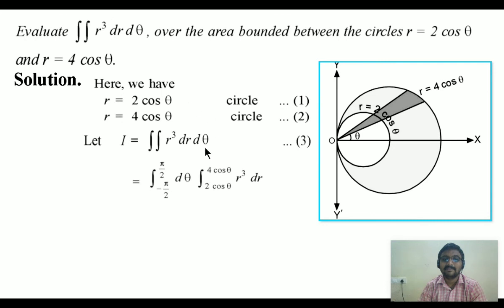Now using the limits negative pi by 2 to positive pi by 2 as outer limits of the integrand, the inner integral limits are the r limits, that is 2 cos theta to 4 cos theta. First we have to integrate with respect to r and then theta. The r cube integration is r power 4 by 4. Substituting upper limit as 4 cos theta and lower limit as 2 cos theta, we will get like this.